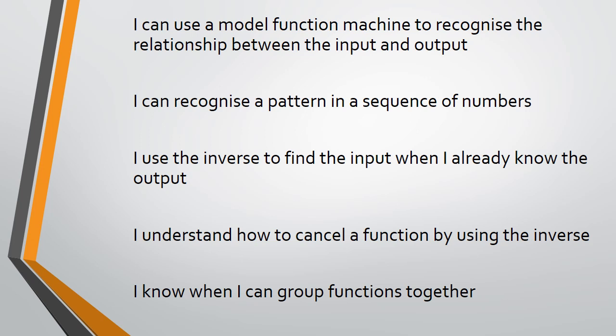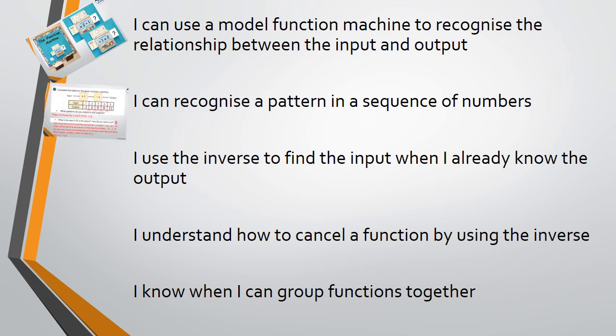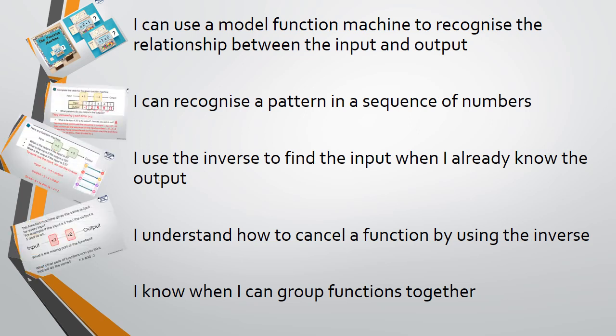So if you think, actually, I could use a model, I could use a box in front of me and say, yep, this is what's going to happen with the input, this is the relationship, that will come out. If you can do that, perfect. You can move on to the next. But if not, then you need to go back to this point in the video where I talked about making a function machine. Have a look through each of our success criteria, see whether or not you can do it, and if not, go back to that point in the video and watch it again.